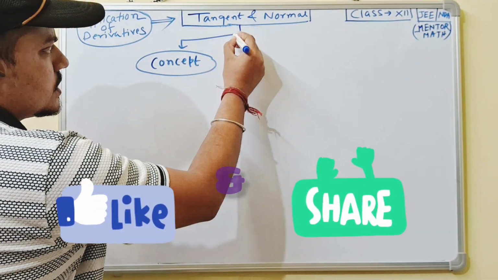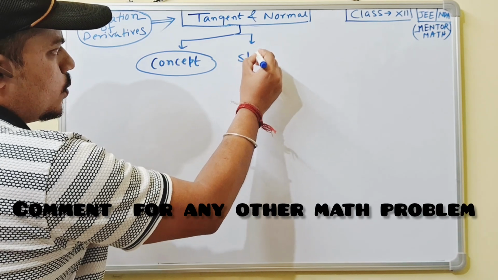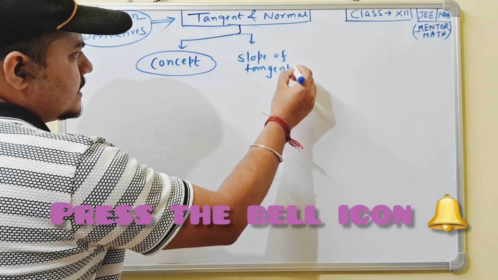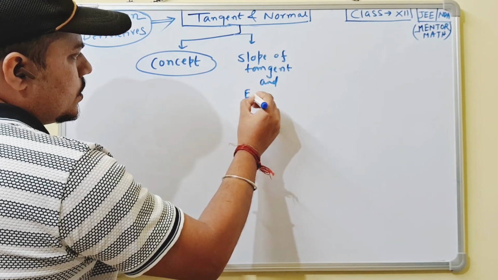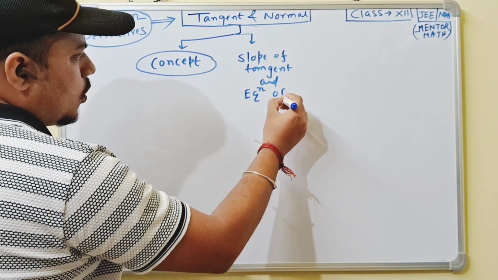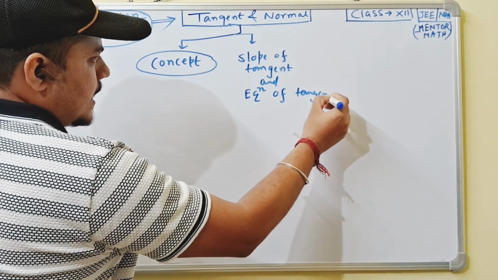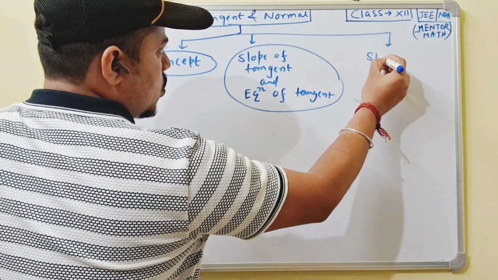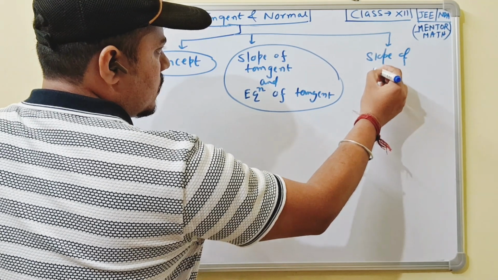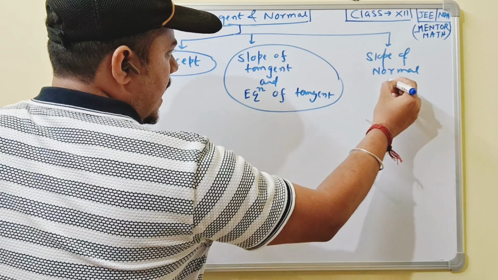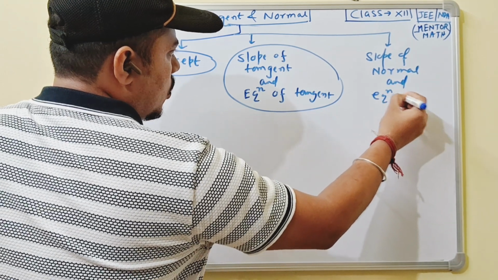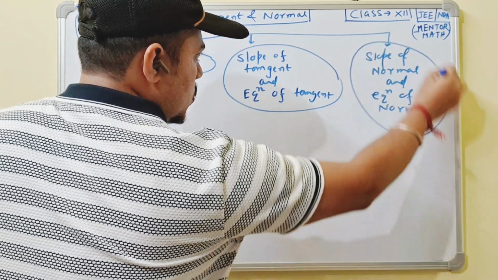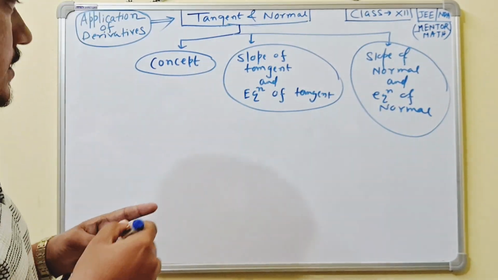Secondly, we are going to discuss the slope of tangent and equation of tangent. And lastly, we are going to discuss the slope of normal and equation of normal. So these three portions we will cover in this lecture.